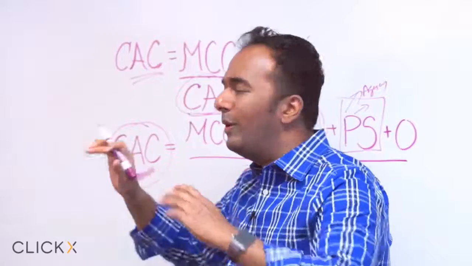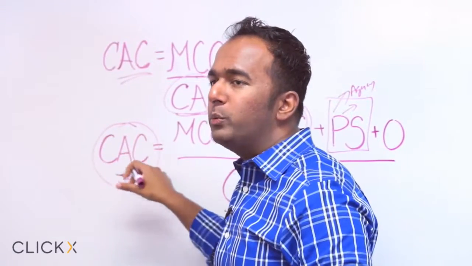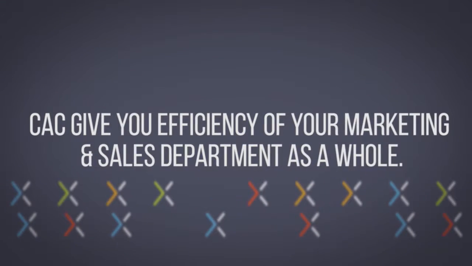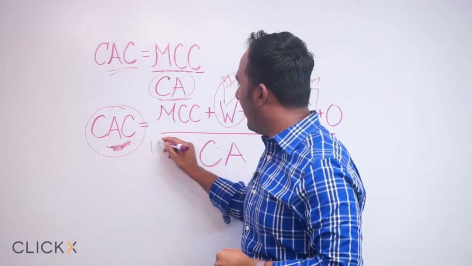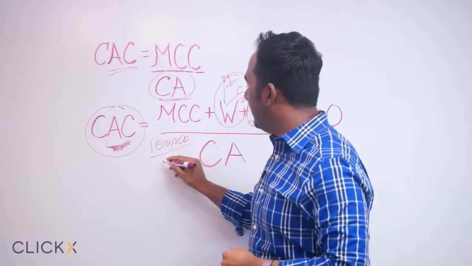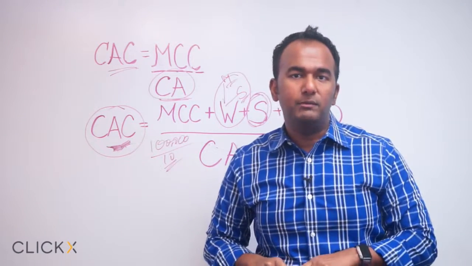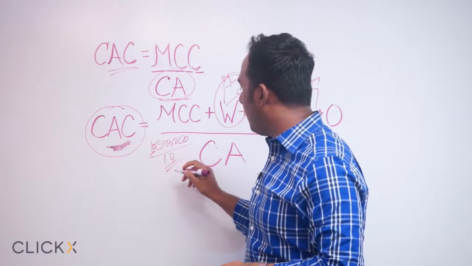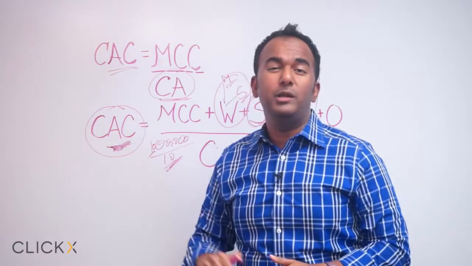All right, so what does this number really give you? This number will give you the efficiency of your marketing and sales department as a whole. If this number is really bad, that means that for every $100,000 that you invest, you're getting 10 new customers, probably not the most efficient thing that you got. Maybe for every 1 million that you spend, I'm going to add another 0, you get 10 new customers. It costs you $100,000 to get 1 new customer.